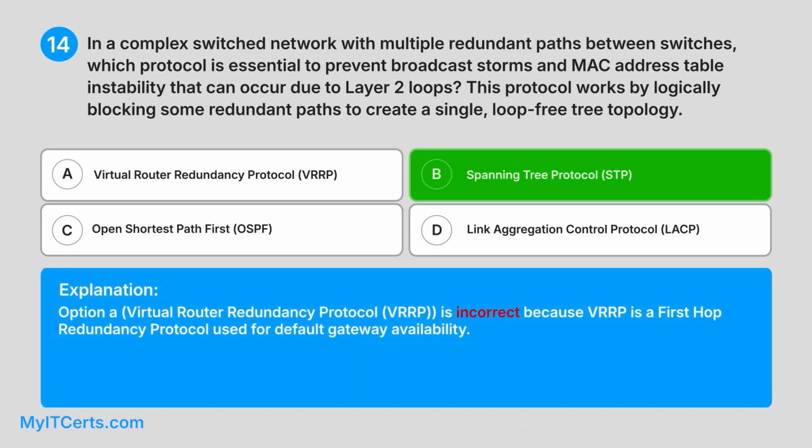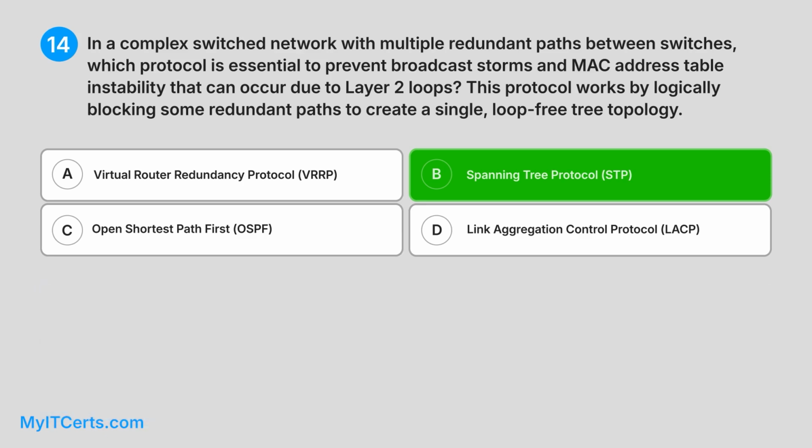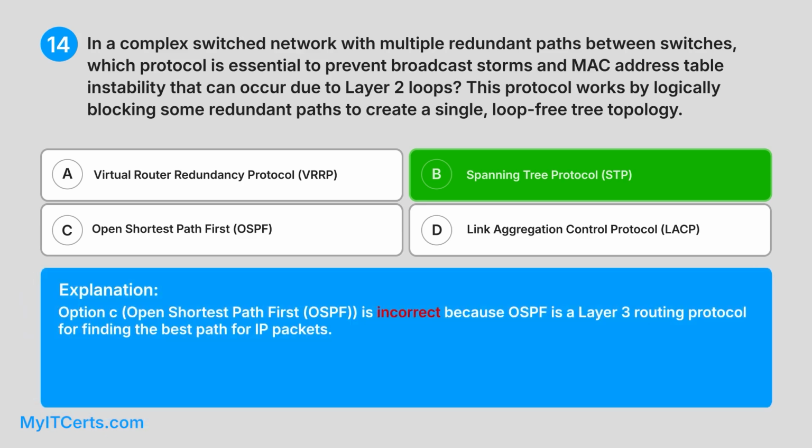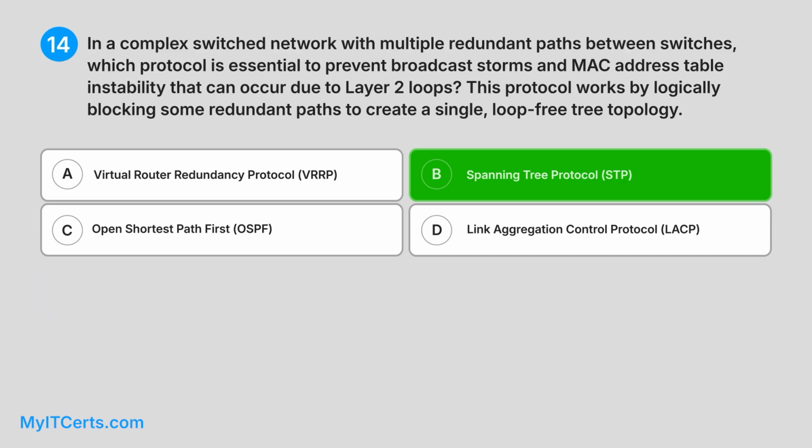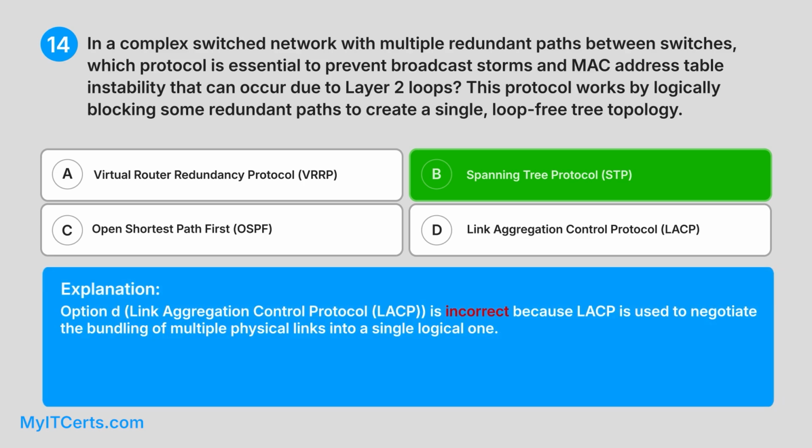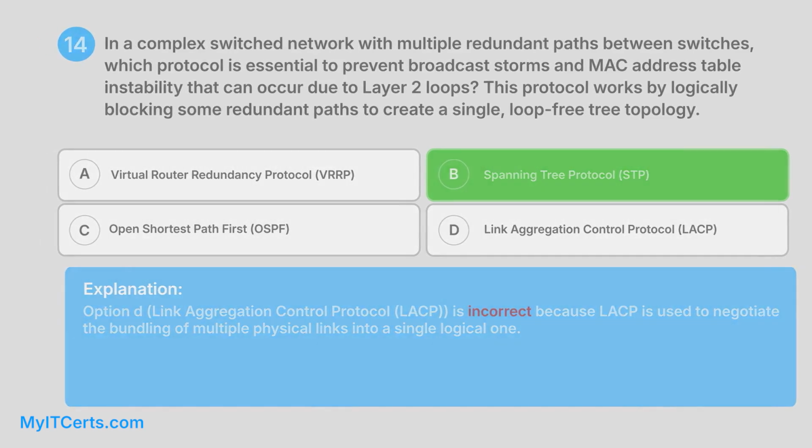Option A, Virtual Router Redundancy Protocol, VRRP, is incorrect because VRRP is a first-hop redundancy protocol used for default gateway availability. Option C, Open Shortest Path First, OSPF, is incorrect because OSPF is a Layer 3 routing protocol for finding the best path for IP packets. Option D, Link Aggregation Control Protocol, LACP, is incorrect because LACP is used to negotiate the bundling of multiple physical links into a single logical one.